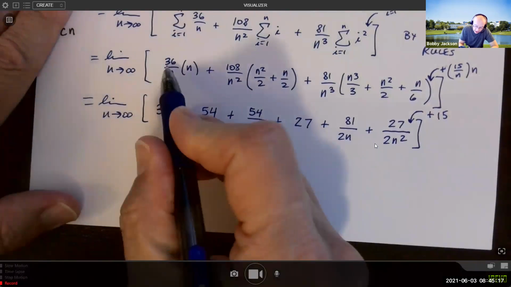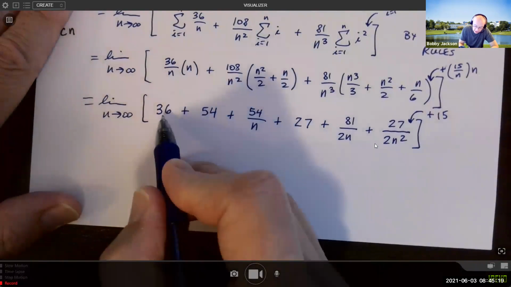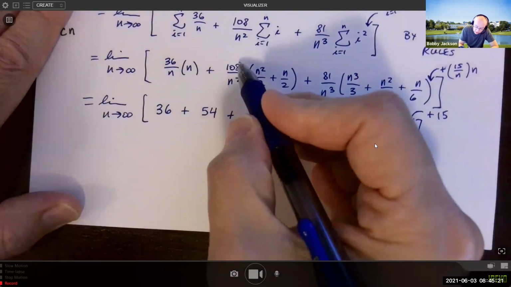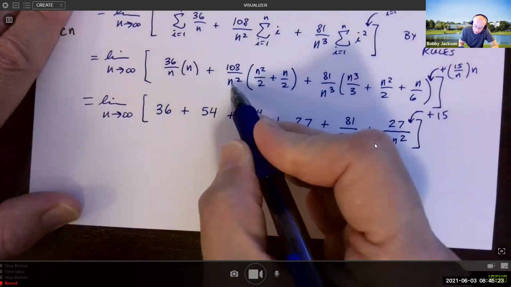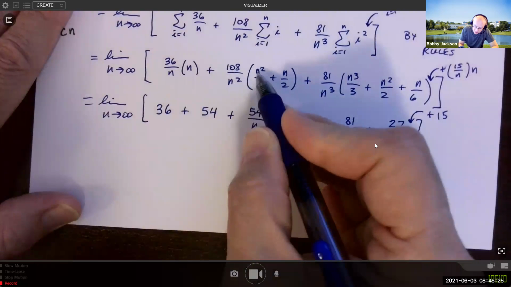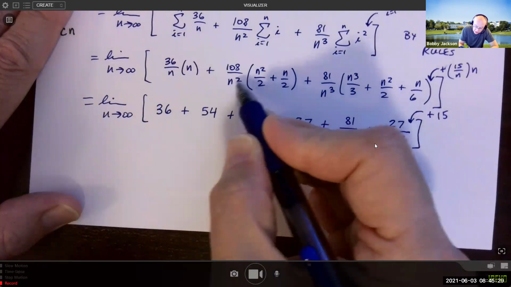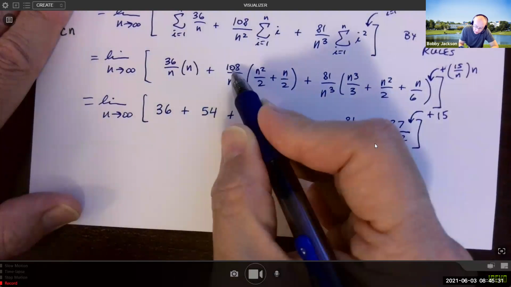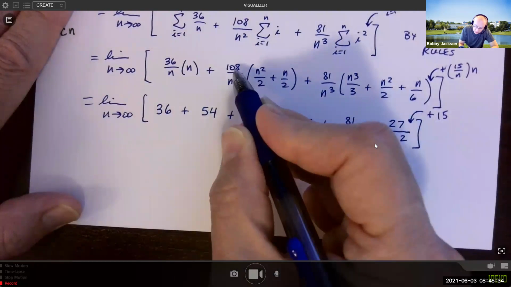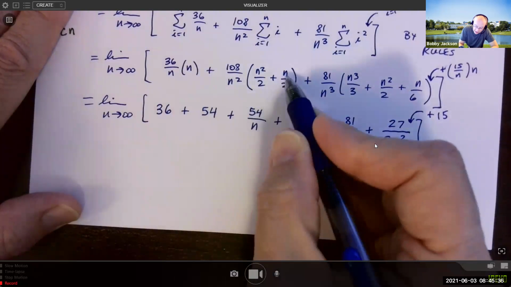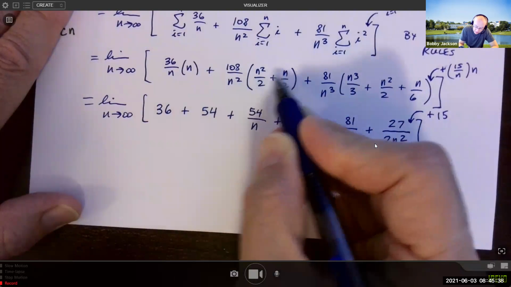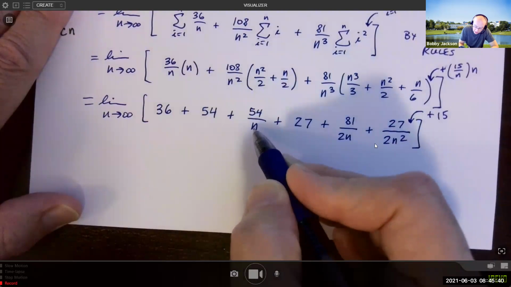Now, so again, 36 over n times n is 36. And then I distribute this through, right? 108 over n squared times n squared over 2. 2 goes into 108 54 times. N squared divided by n squared is 1, so I just get 54. When I multiply it by here, 2 goes into 108 54 times. I've got n divided by n squared, which leaves me 1n in the denominator.